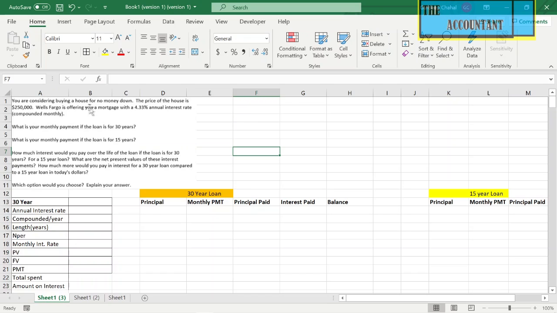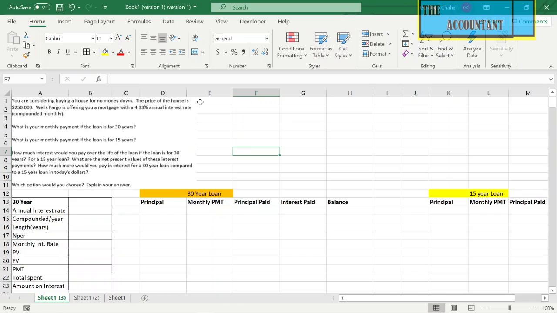You are considering buying a house for no money down. The price is $250,000. Wells Fargo is offering you a mortgage with 4.33% annual interest, compounded monthly. What is your monthly payment if the loan is for 30 years? What is your monthly payment if the loan is for 15 years?